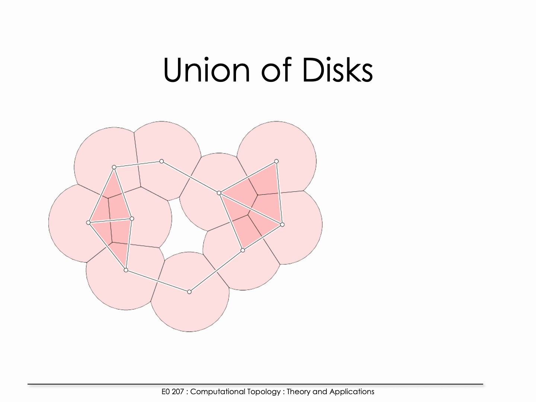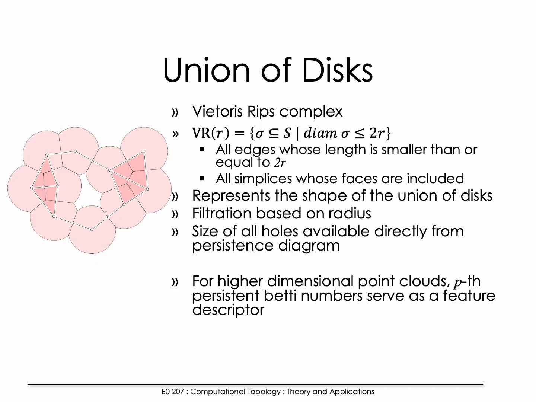Now let's introduce the so-called Vietoris-Rips complex, which helps represent this dual for different radii. The Vietoris-Rips complex essentially is this.